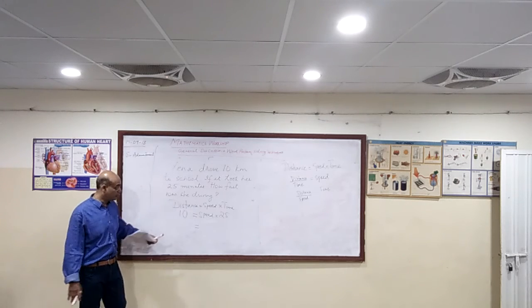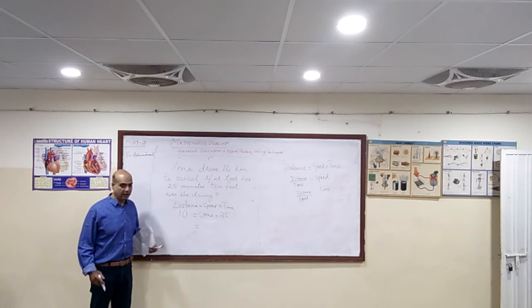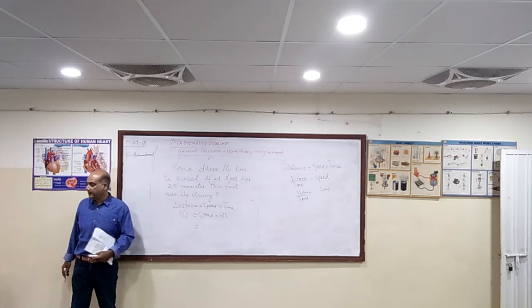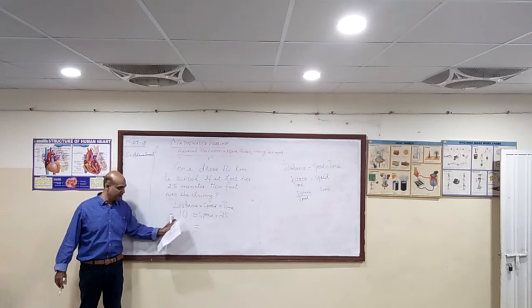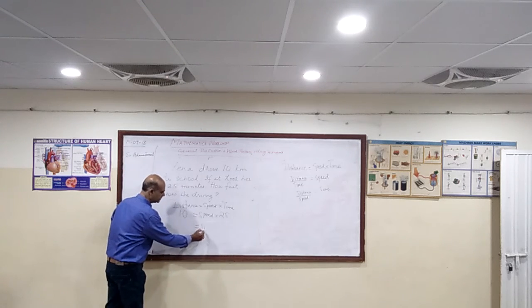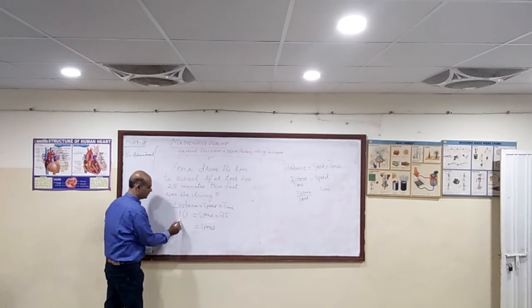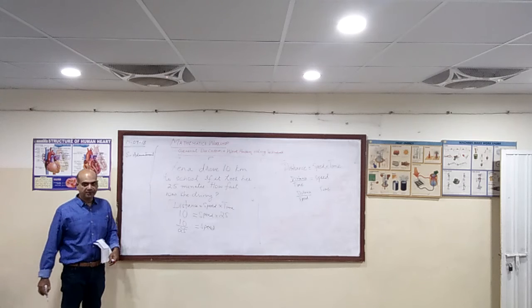The third step was use math to find out what you don't know. So it means that we don't know speed, so we use math. How are we going to use it? If we shift the 25 to the left hand side, this is your left hand side, this is your right hand side, then we will get speed only. It means speed is equal to distance, that is 10, upon time, which is 25.